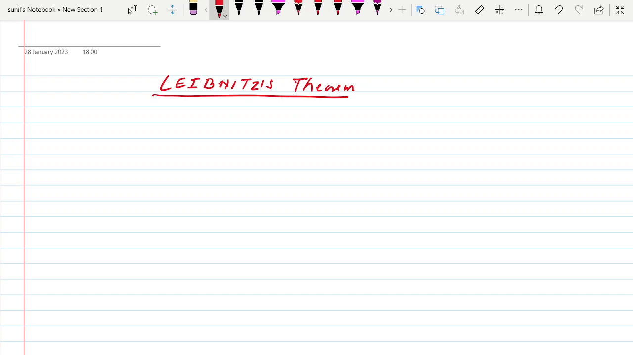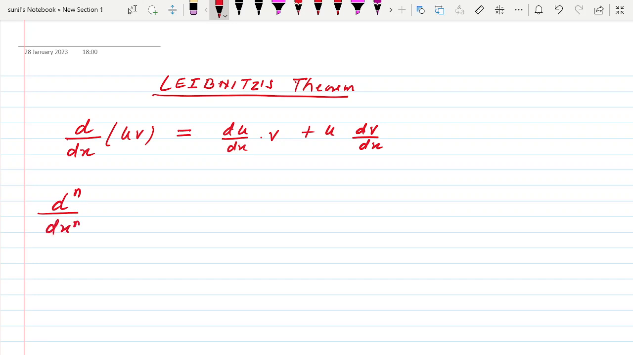Now, see, we know that if we are differentiating the product of two functions like this, we apply the product rule: du by dx into v plus u into dv by dx. Now the question is, since we are finding the first derivative, suppose we want to find the nth derivative of the product of two functions. So the Leibniz theorem is stating something like that.